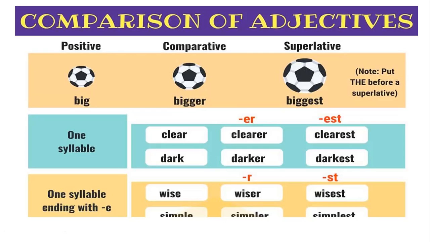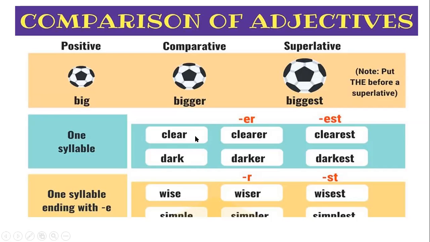And I use the word the before the superlative adjective. So what can I do? You already know that to do the comparative, you add ER. I already explained the rule, but we have to form the superlative also. So the positive degree is clear. The comparative, clearer. I add ER, right? But when I have to do the superlative, I add EST, right? Clearest. Clear, clearer, clearest. Dark, darker, the darkest.